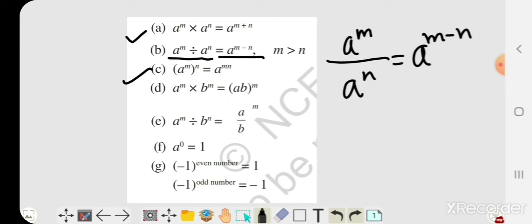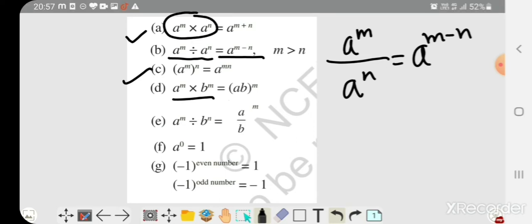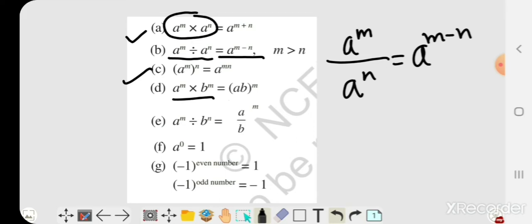Now part D or the law D, a to the power m into b to the power m. See here it is multiplication. In the first there was also multiplication, but this law D is different from the first. How? Here bases are different and powers are the same. So it will be written collectively. The power m is on both the terms, so we can take it common like a common power. So it will be a into b raised to power m.